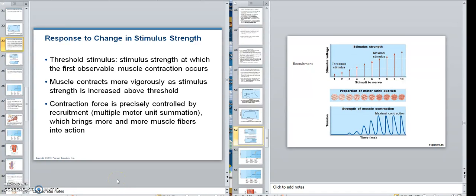Okay, class, we're back now, and we're looking at response to change in stimulus strength. Now, this has to do with spatial summation: adding extra motor units. So, let's start.